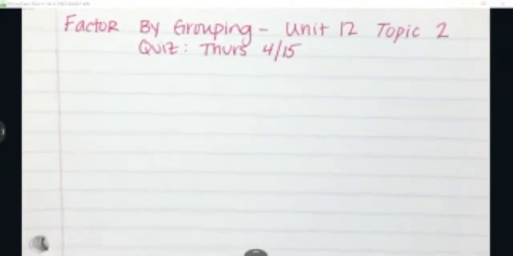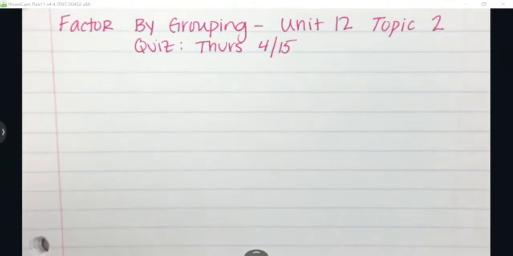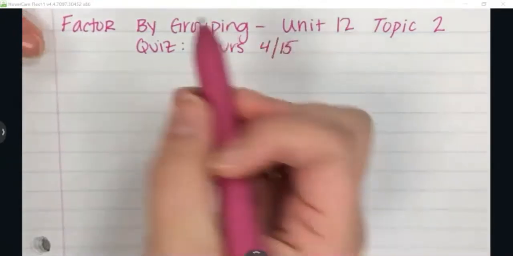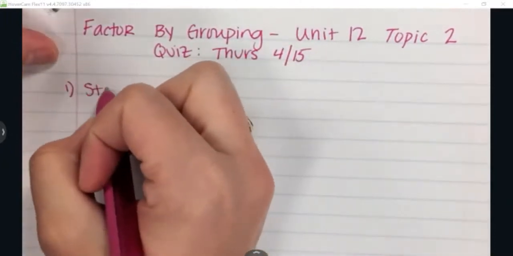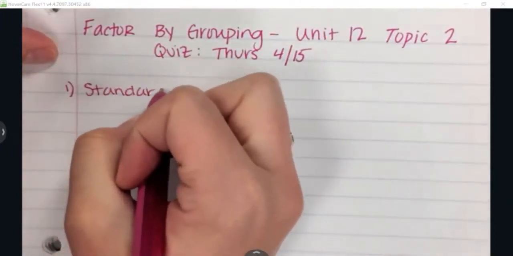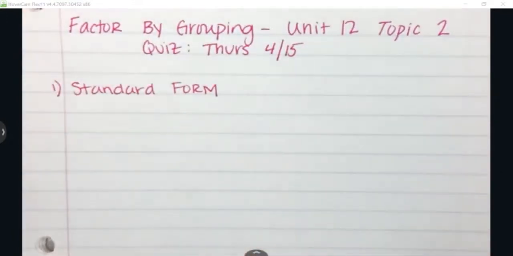So factoring is when we're finding what two things can multiply together to give me what I started with. We're going to write down 6 steps and then we're going to do 2 problems together. So step number 1 always is standard form. If it is not in standard form, you've already lost all points on your problem. Okay.